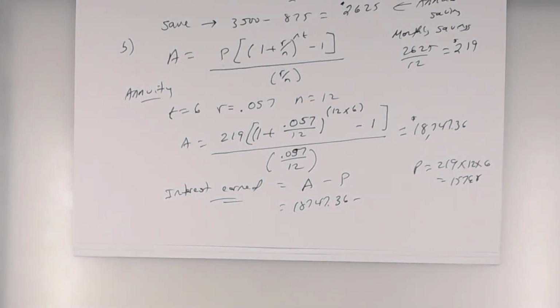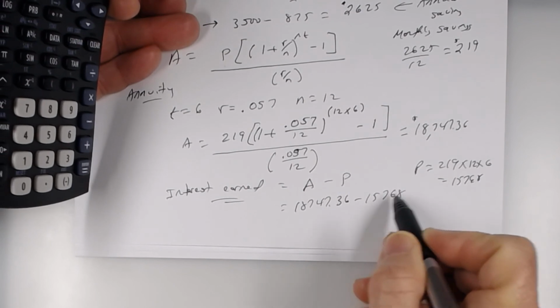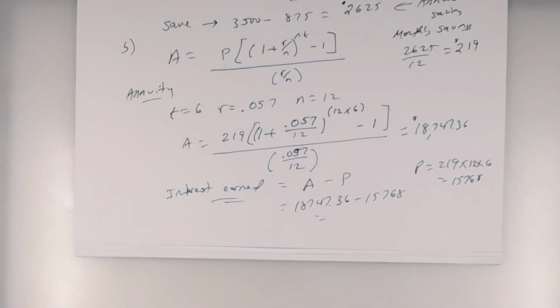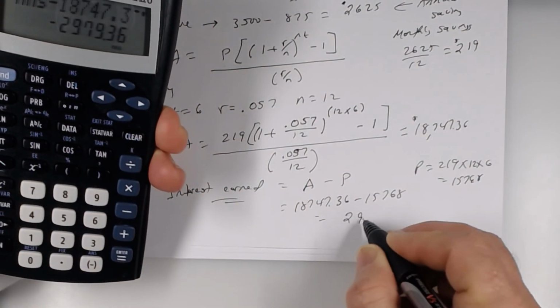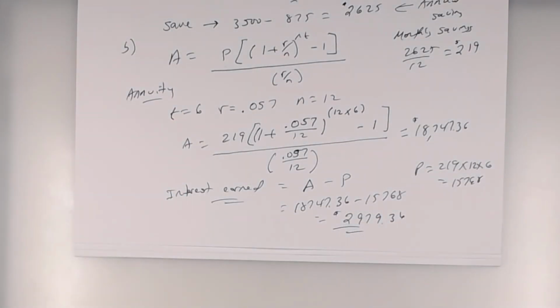So if I want to find out how much interest this annuity is going to give me in that 6-year period, what would I then do? Subtract. Okay. Yeah, so $15,768. And what is that? So it's like $2,979.36. That's the interest you earn, which is a good amount. It's about $500 a year in interest you got, more than what you would have gotten without investing it.